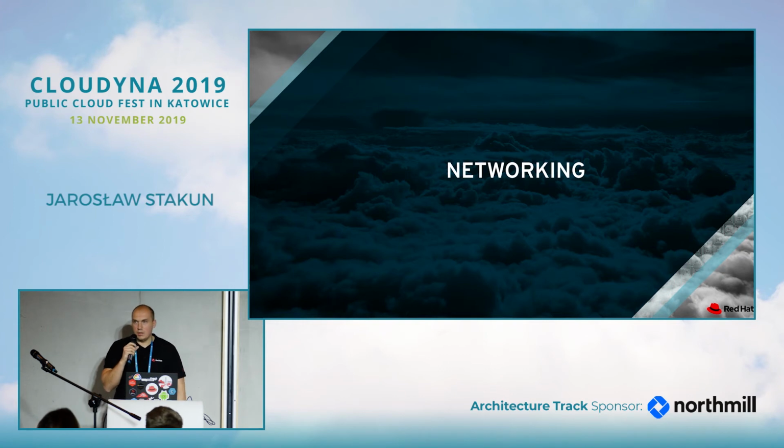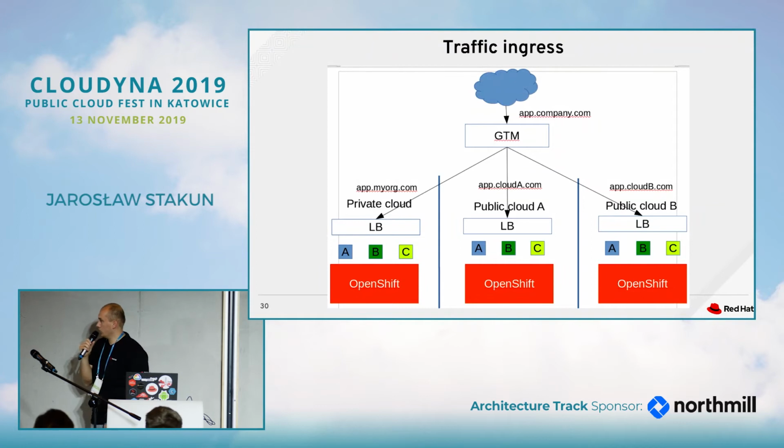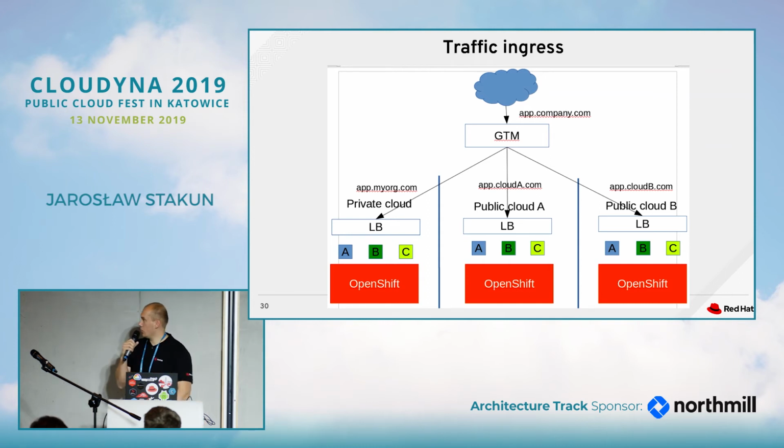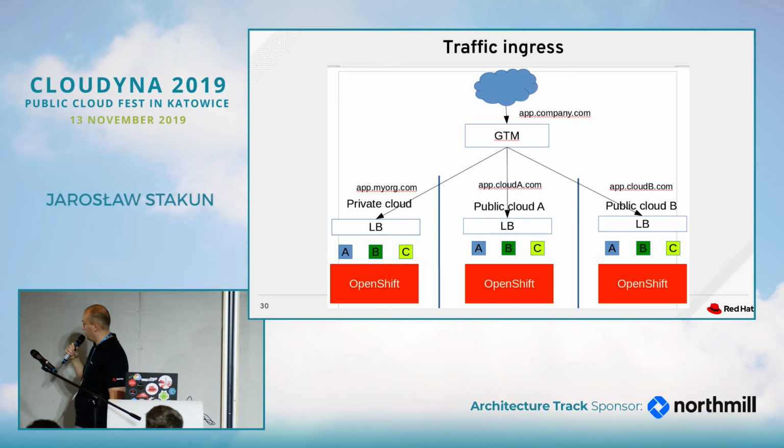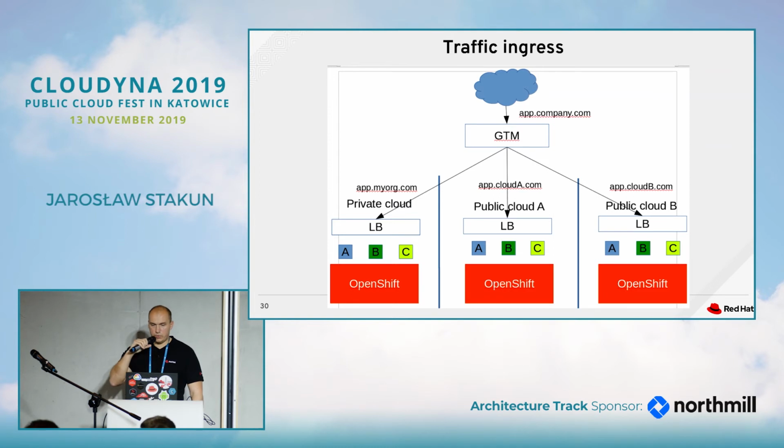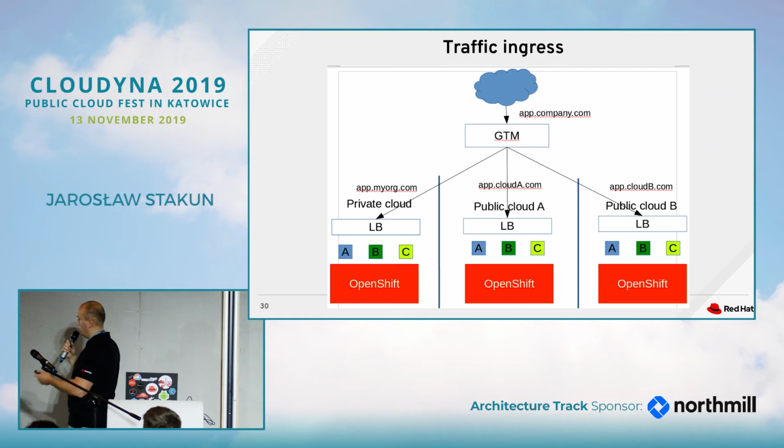Now some topics related more to the infrastructure and operational part for the application. First one is networking. So here are the two topics that are typically the big challenge. The first one is how you allow the traffic coming to your application, which is deployed between different data centers. So for that, we typically use Global Traffic Manager.